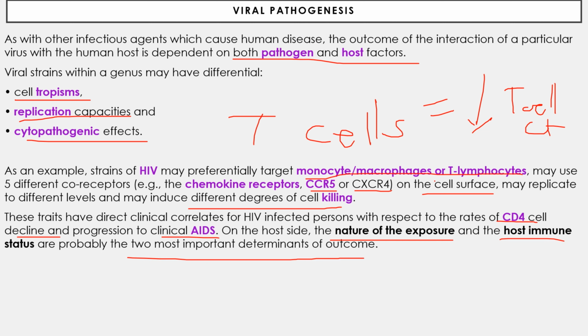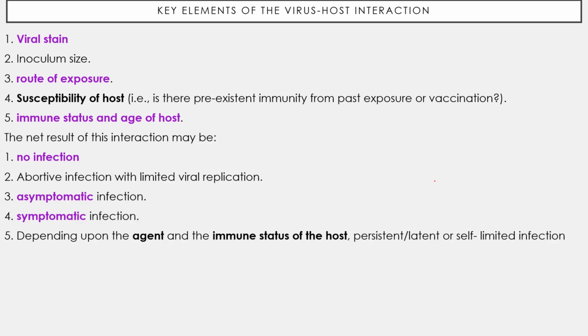So, take note, class, for a person to be infected, you have to consider the nature of the exposure. When you say nature of the exposure, is it directly affecting the individual to the point that he easily gets sick? And you would also have to consider the immune status of the individual. What are the key elements to the virus-host interaction? So you would consider the viral strain, inoculum size, route of exposure, susceptibility of hosts. Is the patient vaccinated? Did he have natural immunity from a past exposure? Immune status and age of hosts.